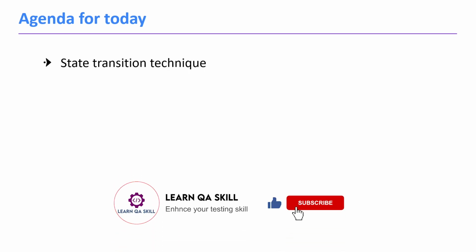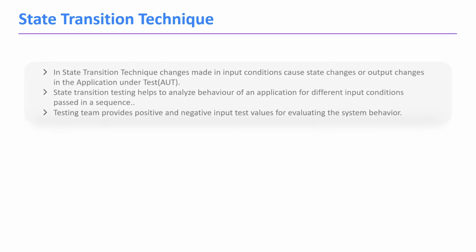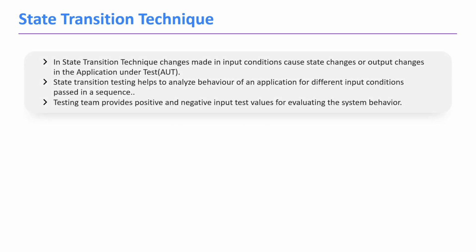In today's video, we will be learning about the state transition technique and the error guessing technique. First is the state transition technique. In the state transition technique, changes are made in the input condition, and because of that, the state or the output changes for the application under test. State transition testing helps to analyze the behavior of an application for different input conditions passed in sequence. In this technique, the testing team provides positive and negative inputs, and based on that, they evaluate the system behavior.